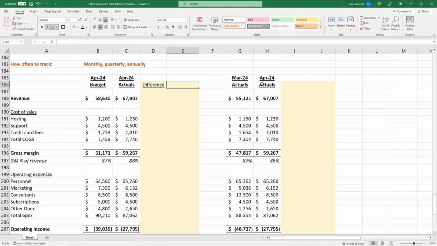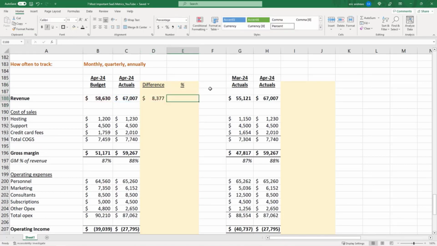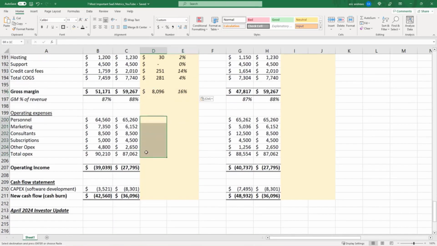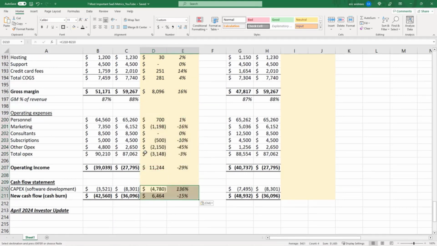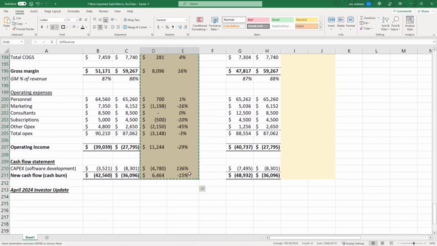So you have your difference, and then I like to say percent. So I would just take this number and divide it by this number, and then here you can take this number divided by this number to look at the percent change. And we're just going to walk through the numbers so you can get a sense of what they mean. And then we can just copy this over to the other column.